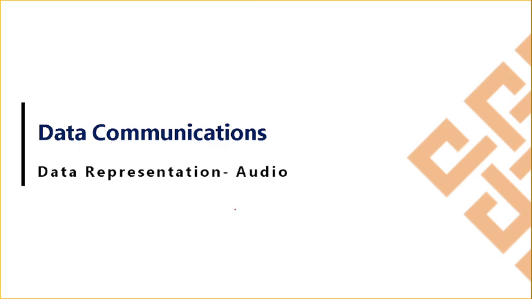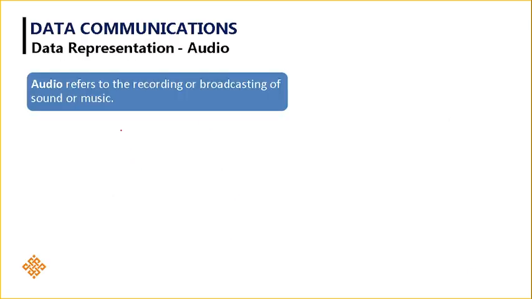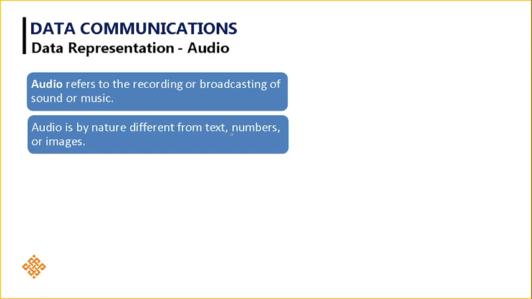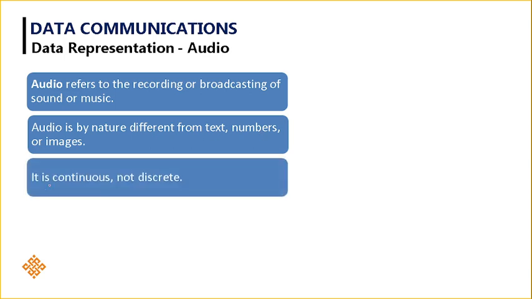So next we have audio. Audio refers to the recording or broadcasting of sound or music. Audio is by nature different from text, numbers or images. Very important: audio is continuous, not discrete. More information about what is continuous and what is discrete I will upload in the upcoming videos. Continuous means where you can't count it; it has infinite values. Whereas discrete means where you can measure. So normally audio has continuous values.